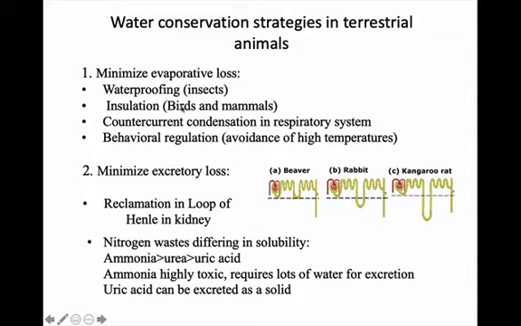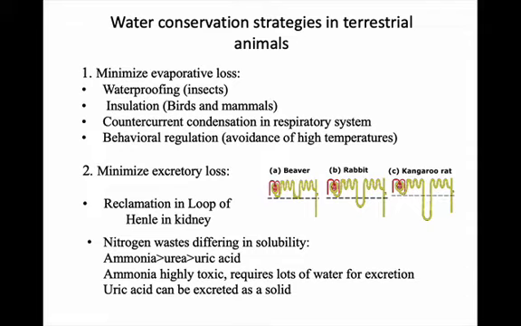Birds and mammals have hair and feathers that insulate them and produce a very large boundary layer that becomes saturated with water vapor and reduces evaporative loss. They also use countercurrent condensation in the respiratory system. This is a bit different than what we've been talking about when we talk about countercurrent circulation.